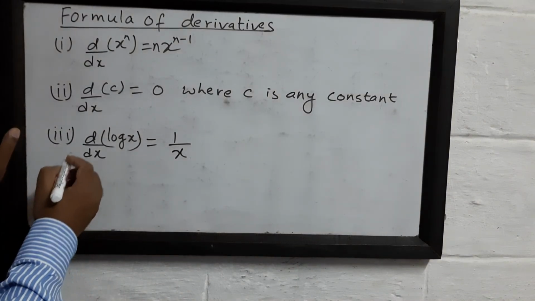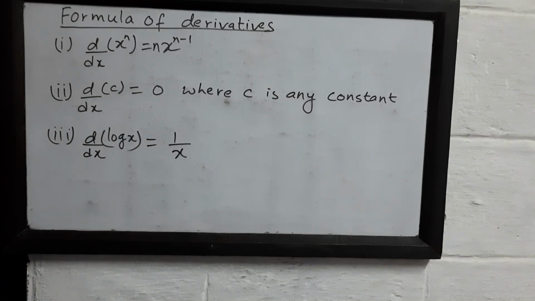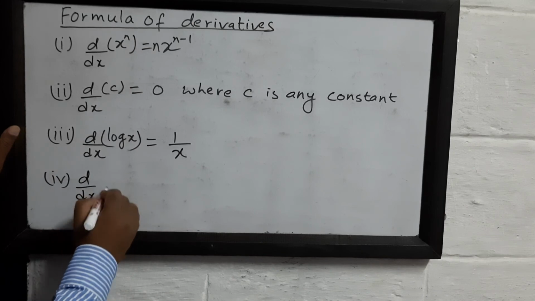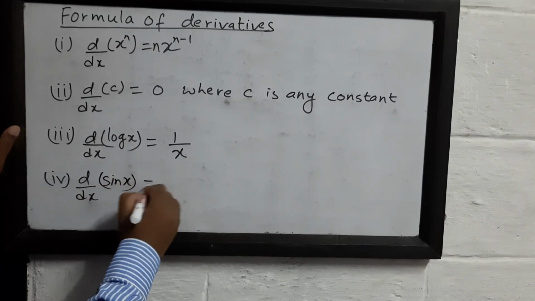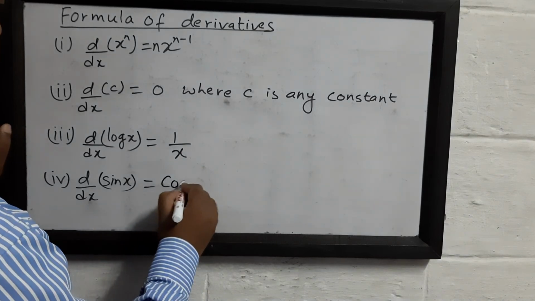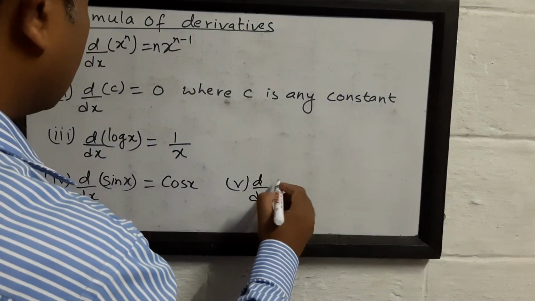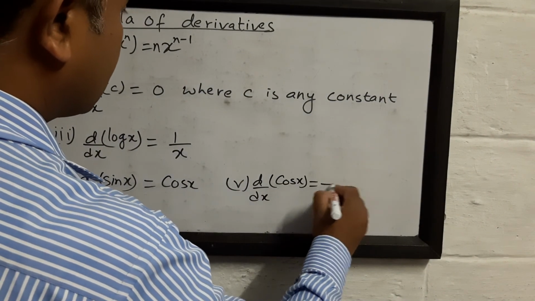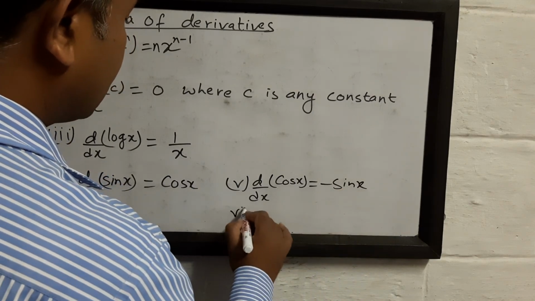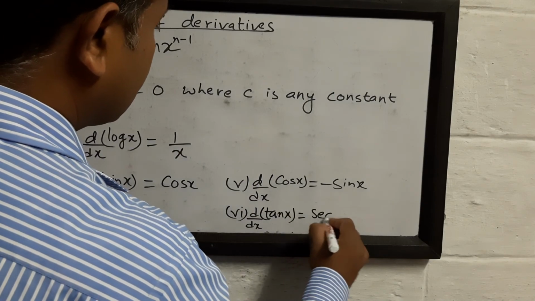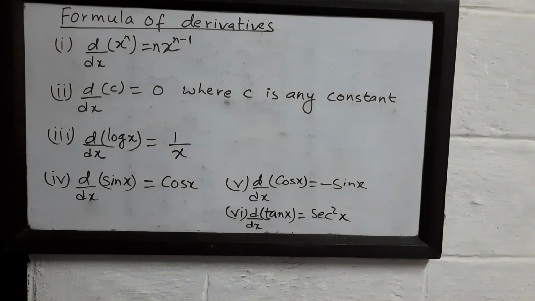In this way, a few formulas of derivatives I have written here. And the derivative of the trigonometric function sin x is cos x, and the derivative of cos x is minus sin x, and the derivative of tan x is sec square x. So these are a few formulas of derivatives.